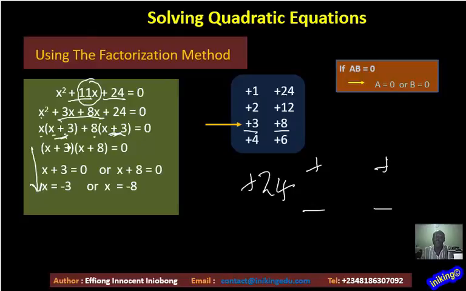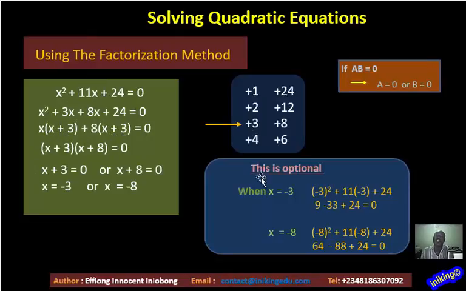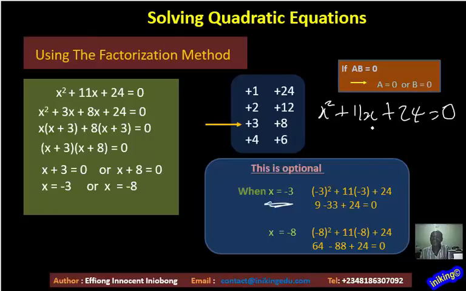Now, for you to confirm this, you might decide to do what? You may decide to do a test. It's optional. You can see here I'm testing to see if x equals to minus 3 is correct. I check here and substitute minus 3 into the equation. Let's look at it carefully here. Our equation is what? x squared plus 11x plus 24 is equal to 0. In place of x, I put minus 3. I square this. This is 11 times minus 3 plus 24. Now, operating that here, you have 9 minus 33 plus 24 equals to 0.